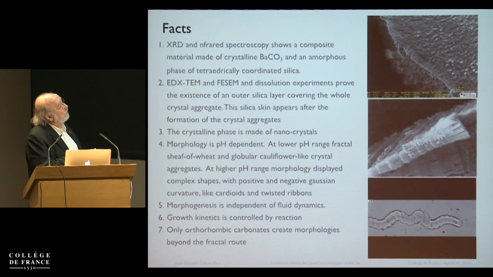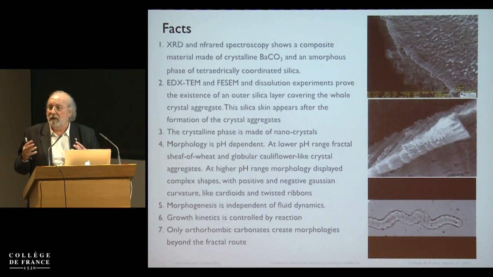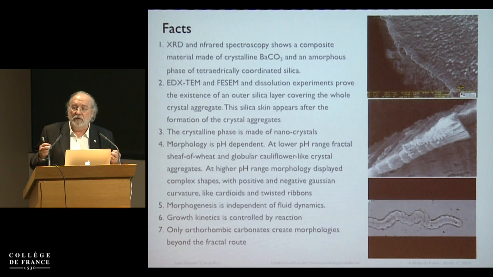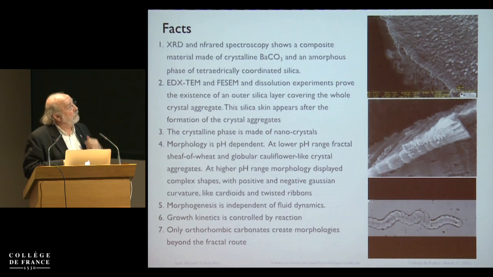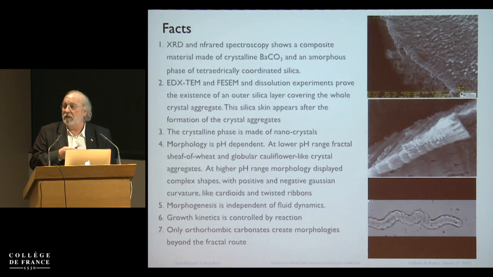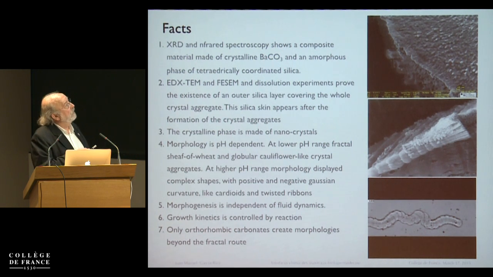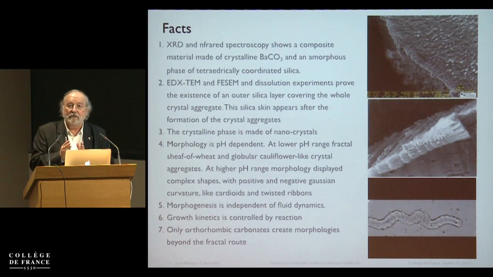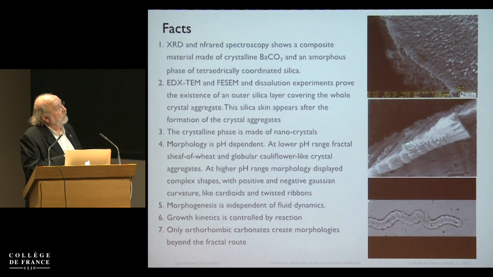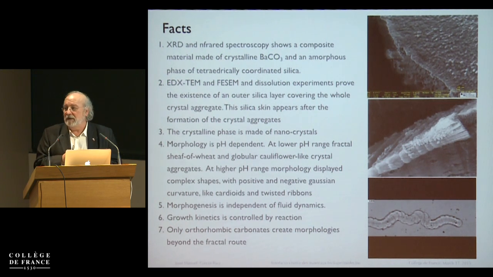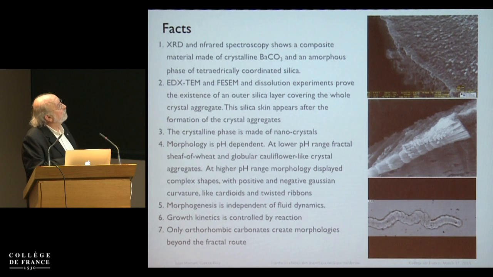Then the crystalline phase is made of nanocrystals. So this structure, which is very complex, with this continuous curvature, is difficult to explain how it forms. They are made of millions of nanocrystals. The nanocrystals have orientational coherence, right? But not translational symmetry. Okay, so all the nanocrystals are co-oriented with each other, but there is no translational symmetry, just pure orientational symmetry.